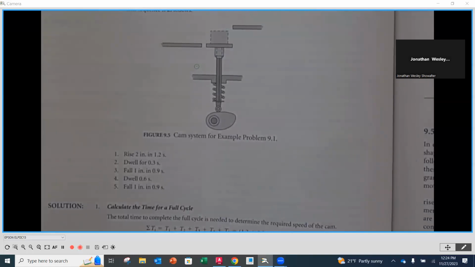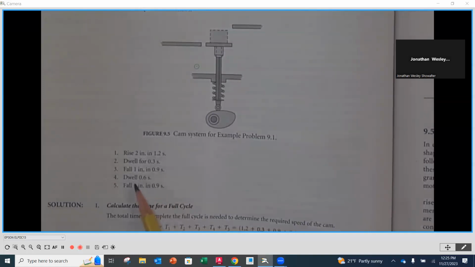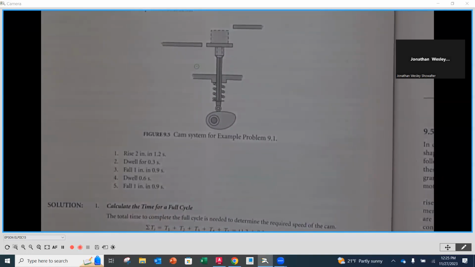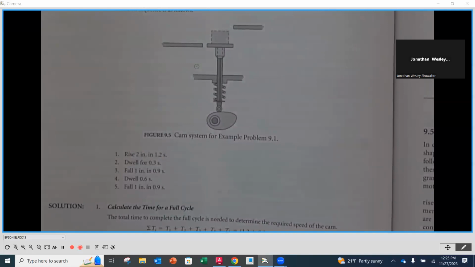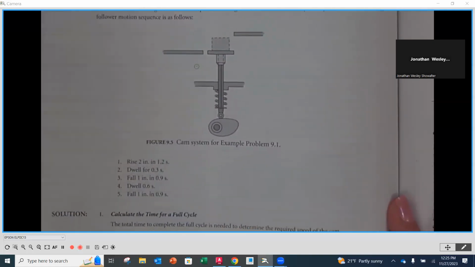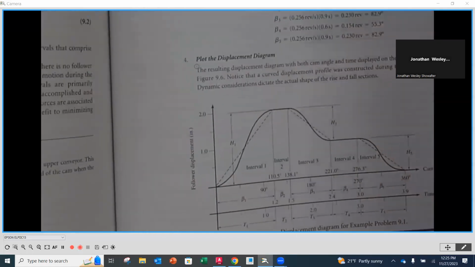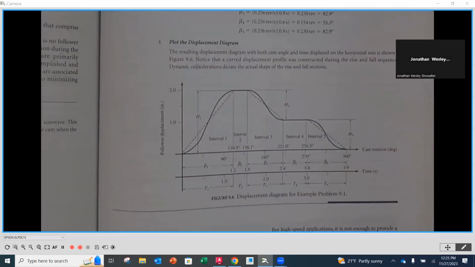All right. Then it's going to fall 1 inch in 0.9 seconds, and it's going to dwell again for 0.6 seconds. And then it's going to fall another 1 inch or back down, if you would, to home position in 0.9 seconds. Okay. So this is the motion that we want to occur. So what we need to do, and I'm going to jump over to the end of the problem, because I think sometimes it's nice to know where are we going with this.